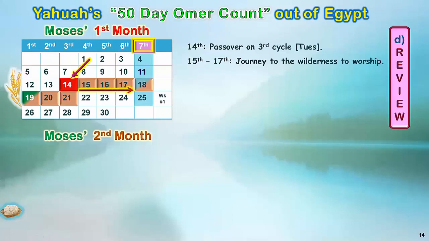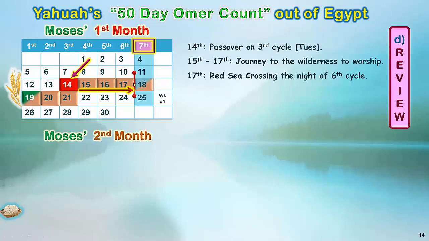The 15th to the 17th is the journey to the wilderness to worship. Remember, Yahuwah said that they were to travel 3 days into the wilderness, and that is what Moses asked Pharaoh for. He said, we are going to travel 3 days so that we can sacrifice. There it is, your 3 days, 15, 16, and 17. 17, the Red Sea crossing at night of the 6th cycle, right here.